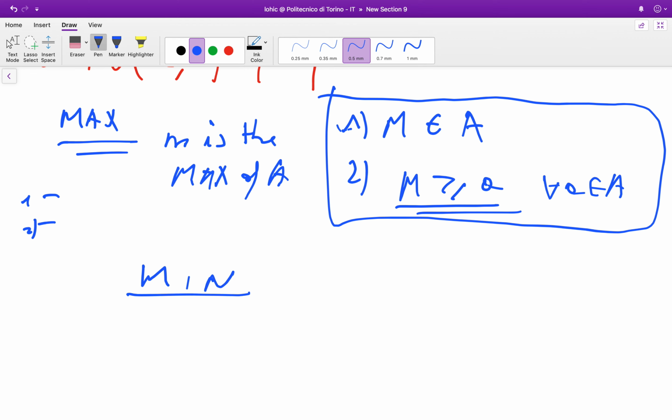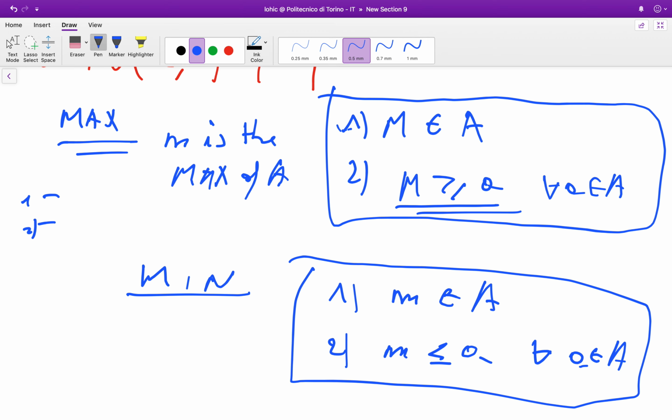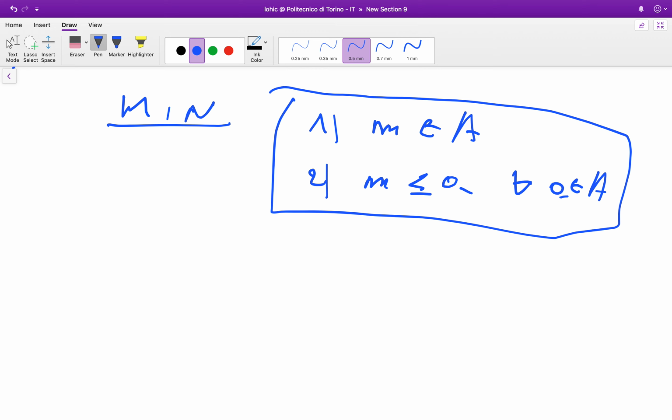What about the minimum? There are two conditions for an element to be the minimum of a set. One, that element should belong to the set, and two, that element should be smaller or equal than any other element in the set. Is that clear? So these are the conditions for the minimum and the maximum.